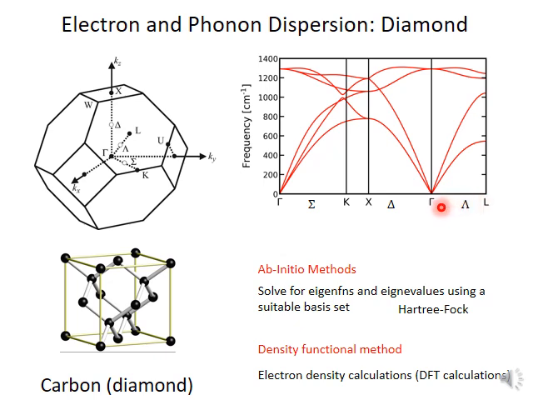Then if you look at this part of the dispersion, the k values start from gamma and end at capital L, where L represents a direction which is perpendicular to the 111 family of planes. So here you have k equals 0, and here you have k equals pi by whatever the periodicity of planes is along the 111 direction. So that would be pi by that periodicity.